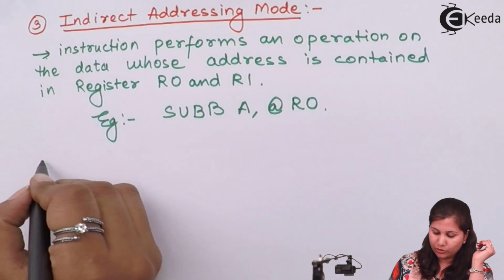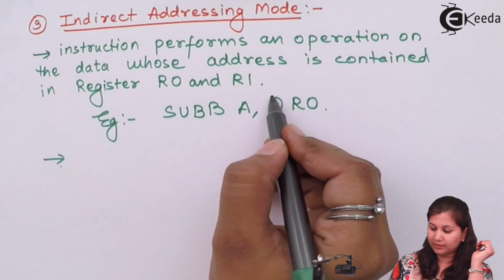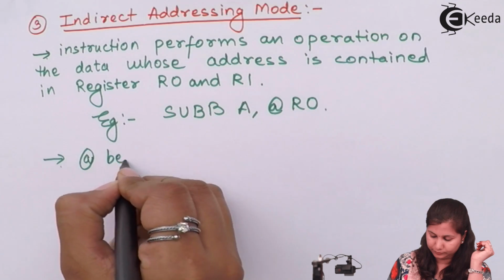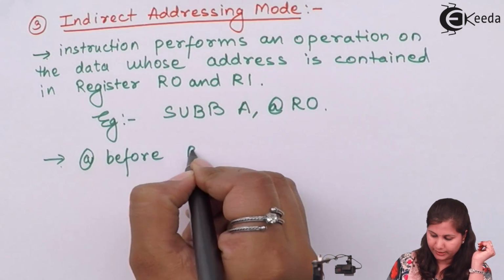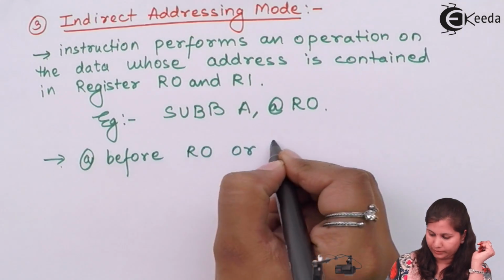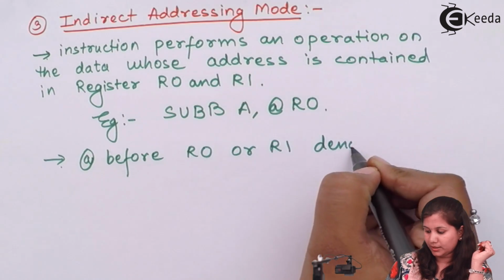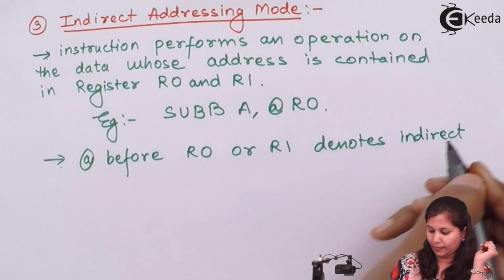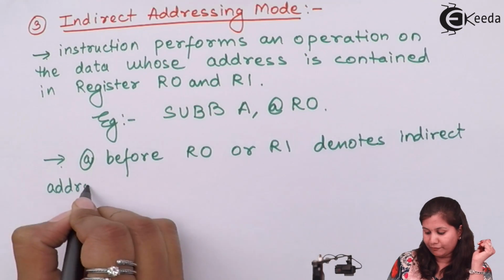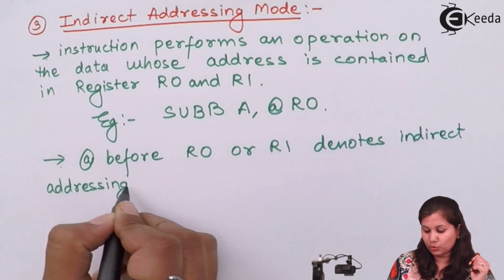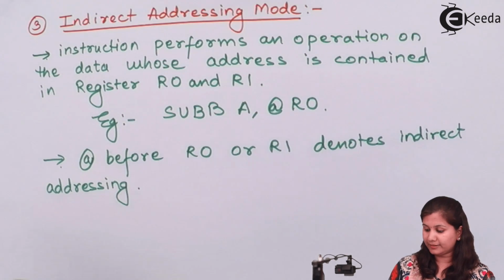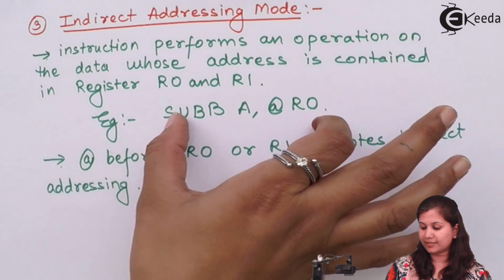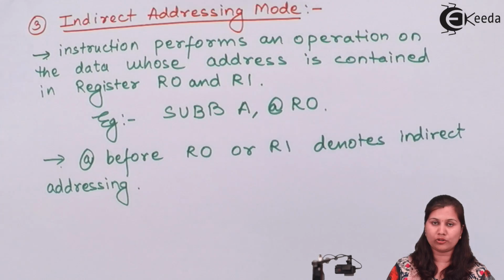Now in indirect addressing, we use this asterisk sign before R0 or R1. This denotes indirect addressing. So if we have to check what type of addressing is used in an instruction, and we see this sign, then we can directly say that this instruction is using indirect addressing.